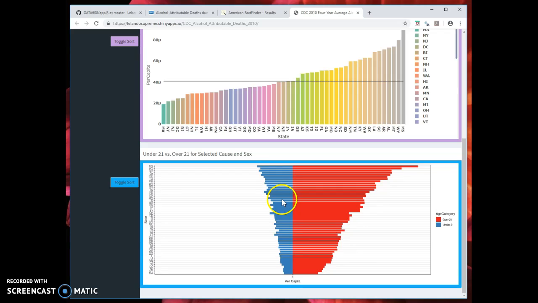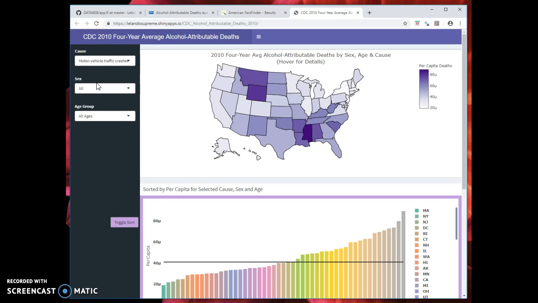You can see that, if anything, under 21 seems more heavily weighted than we would expect. I wish I would have done this as a percentage of the under 21 and a percentage of the over 21. But I don't have time to change it at this point in the game.